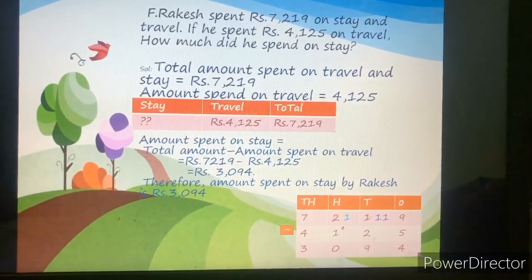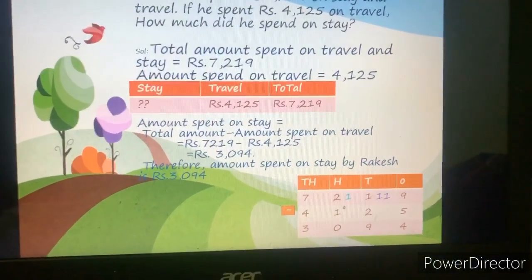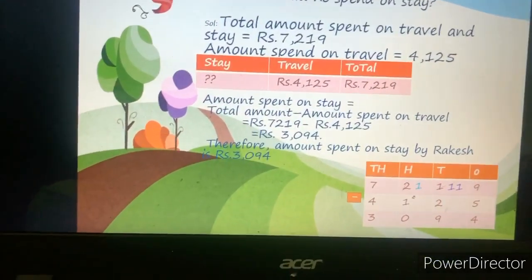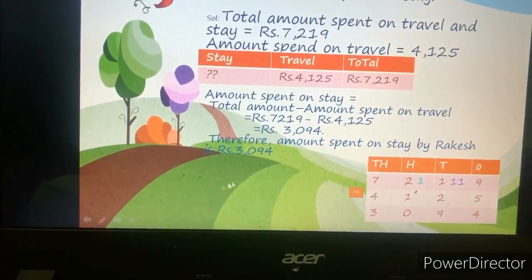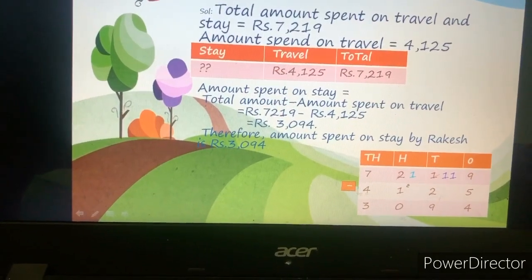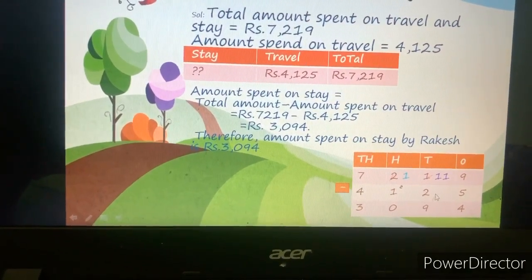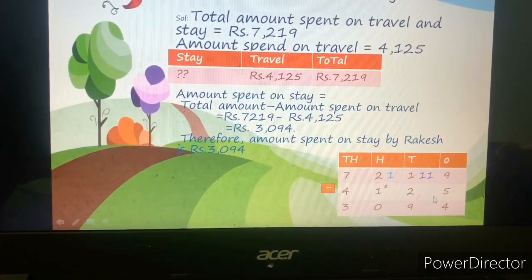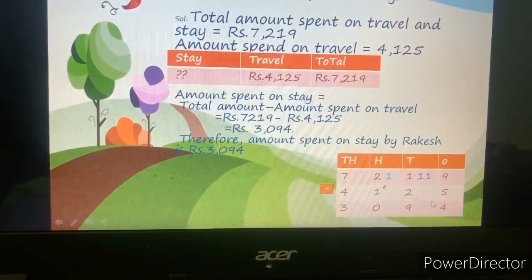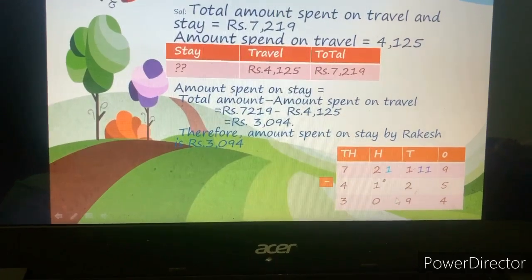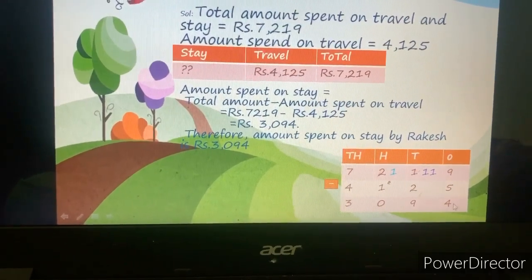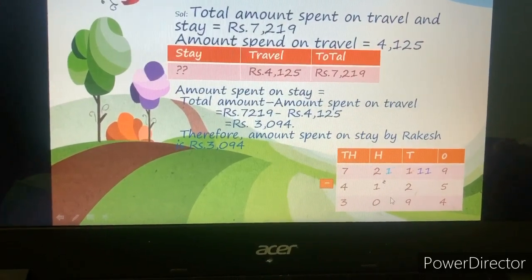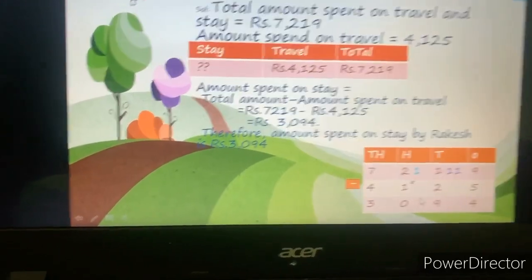So children, how much has Rakesh spent on the stay? He has spent 3,094. This is how you have to do subtraction, children. Okay. 7,219 minus 4,125. So we get the answer as 3,094. Okay, children. Now let's go to the next slide.